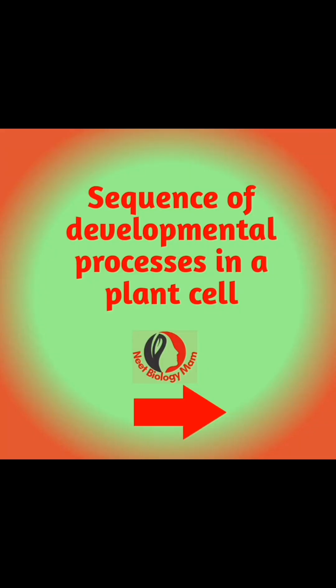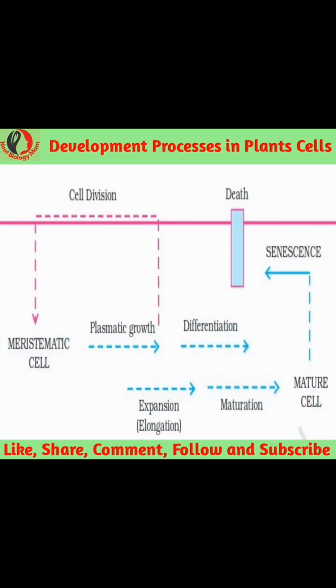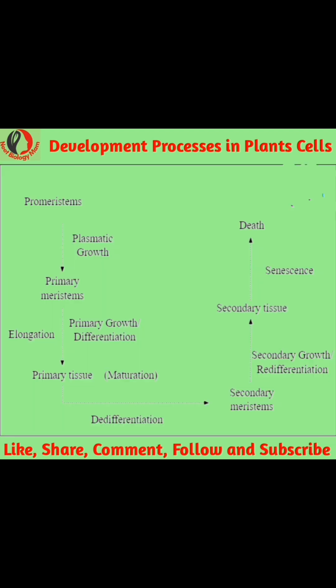The stages that plants go through are from seed to sprout, then through vegetative, budding, flowering, and ripening stages. The correct sequence of the development process in a plant cell is cell division, elongation, differentiation, and maturation. The development process of a cell refers to the changes that occur in the cell from cell division to maturation.